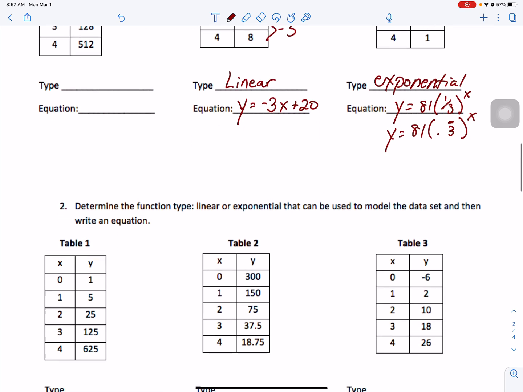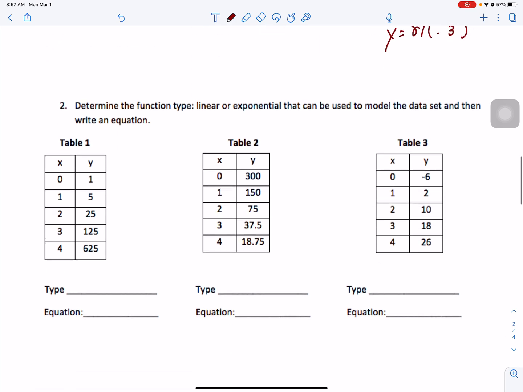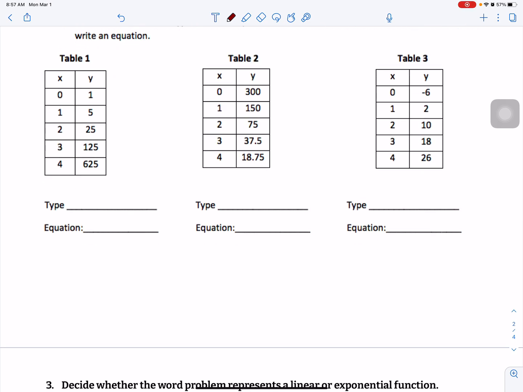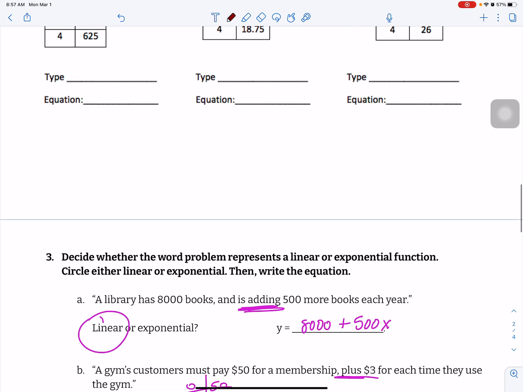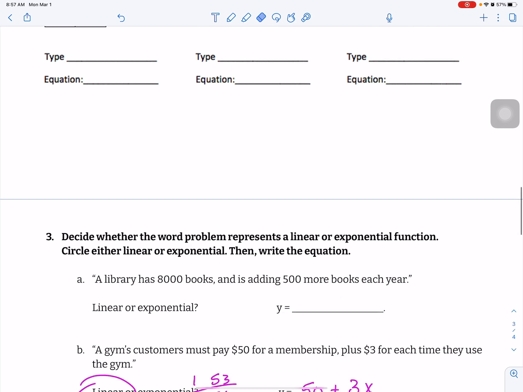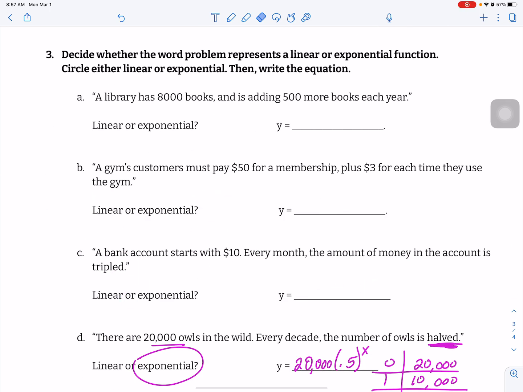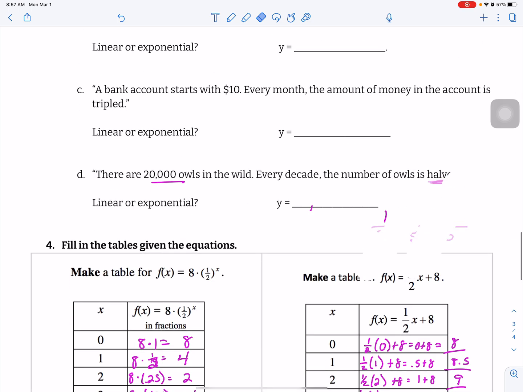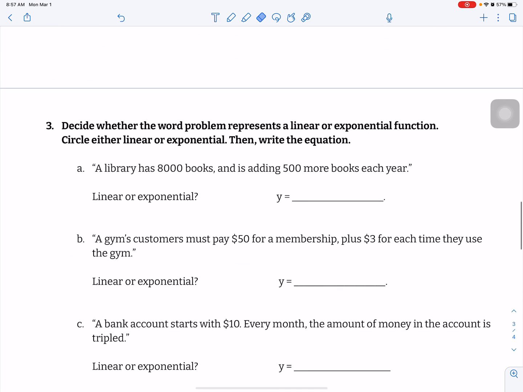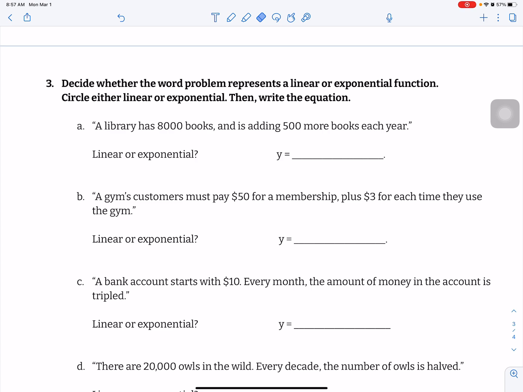So then we just have some more tables, same thing. Answer key is on that Canvas page, so please make sure you're looking at that. I see I did not erase far enough down here with our stories, so we'll just kind of quickly erase those. So what you're going to end up doing is just looking at a story and seeing if it's linear or exponential. And then writing an equation.